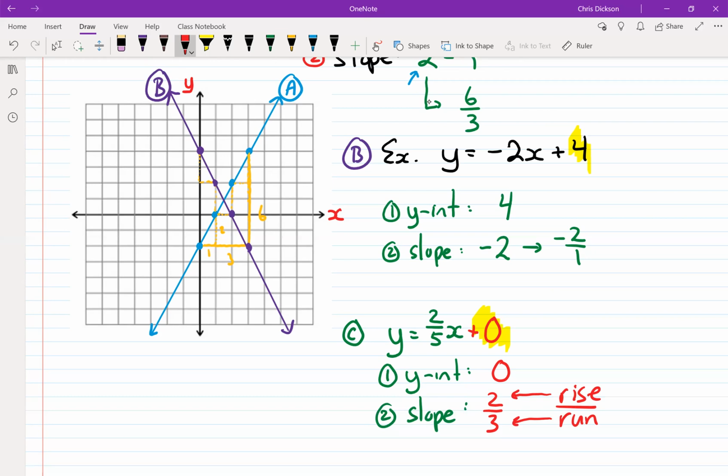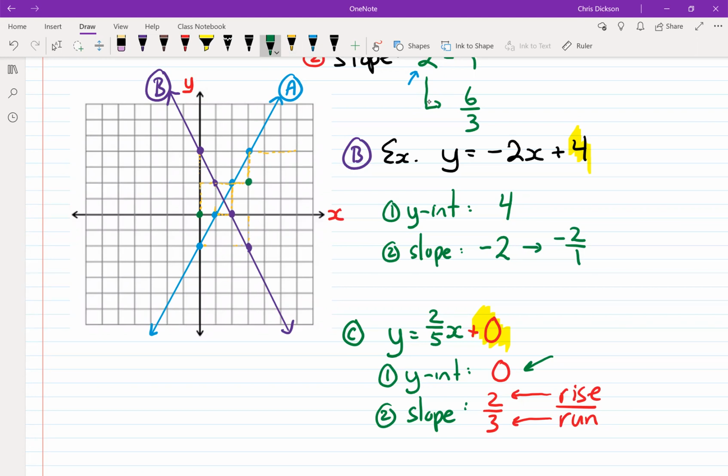So I go to my graph and I say, well, I've got to start at 0. That's my starting point. And now I have to go up 2, over 3. I'm going to get rid of some of these yellow lines because it's kind of hard to show all this. Okay, so I'm going to go up 2, but then I have to go right 3. So I'm going to have a point 1, 2, 3 there. Then I go up 2, rise 2, and then run 3.